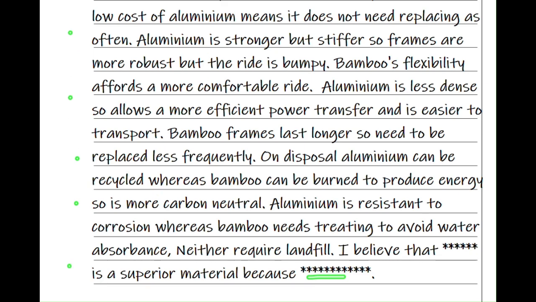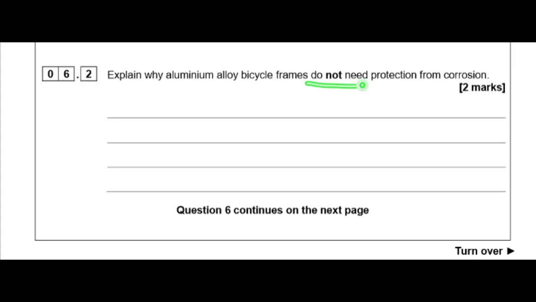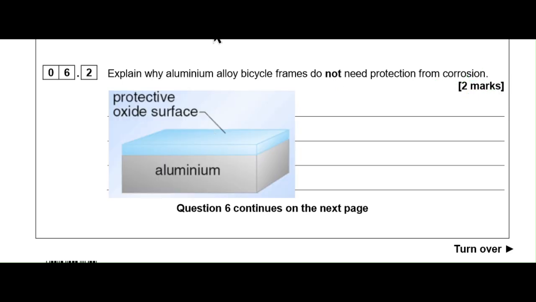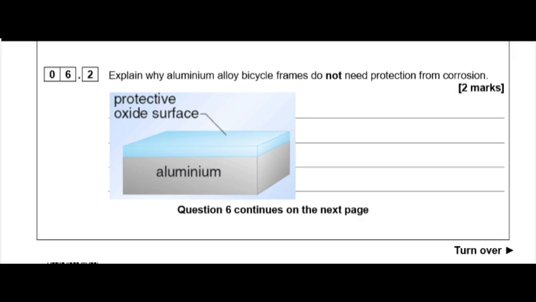6 marks. 6.2. Explain why aluminium alloy bicycle frames do not need protection from corrosion. This is for 2 marks. You will recall that aluminium quickly forms an oxide layer. Aluminium is quite a reactive metal, so it forms this oxide layer, which is very similar looking to aluminium itself. And this oxide layer provides protection against attack from things like water, oxygen, etc.